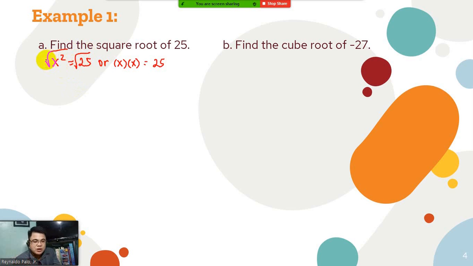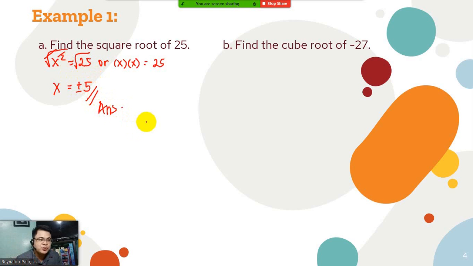So the square root of x squared is simply x, and the square root of 25 is positive negative 5. When we are getting the square root, there are two possible answers, the positive and the negative values. So the answer here is positive negative 5.